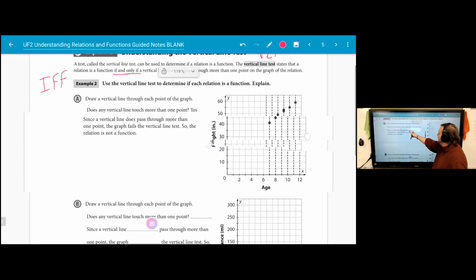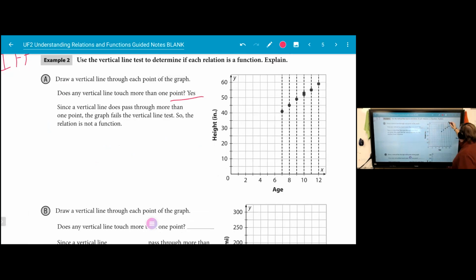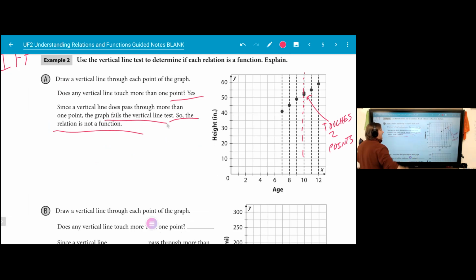Does any vertical line touch more than 1 point? Yes. This one right here touches twice. Touches 2 points. This makes it not a function. It fails the vertical line test. If it passes the vertical line test, if you draw a vertical line, any vertical line, and it only touches 1 point, it is a function. This one does not pass the vertical line test.